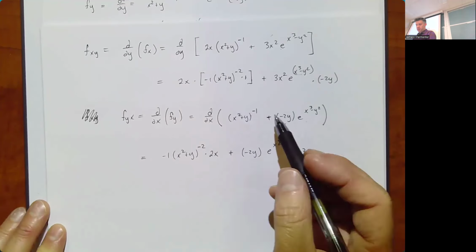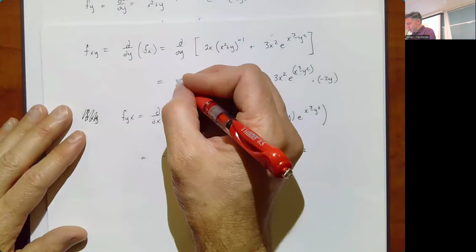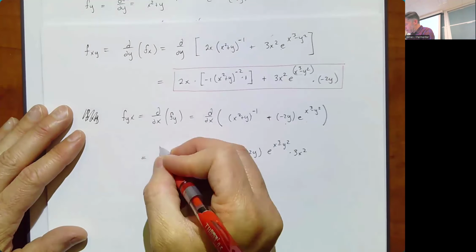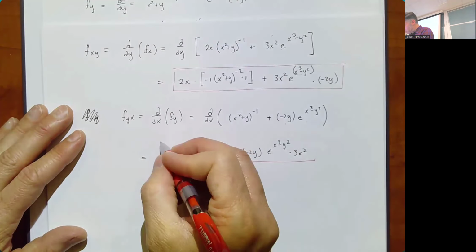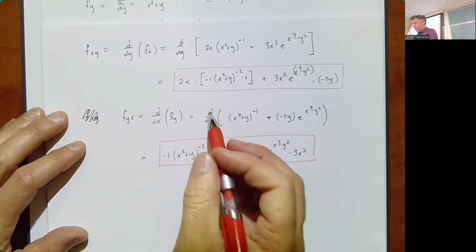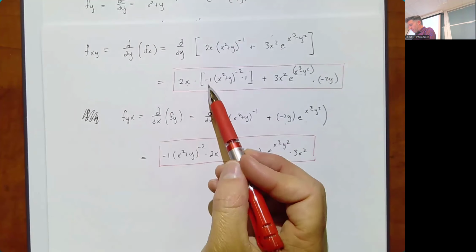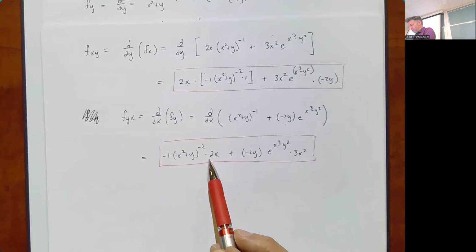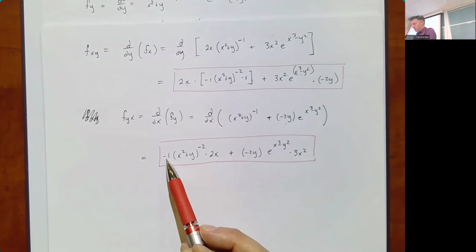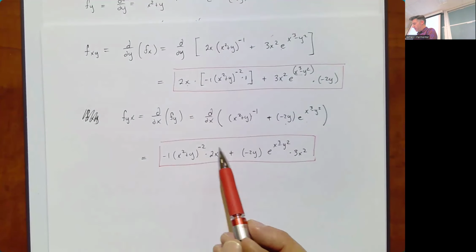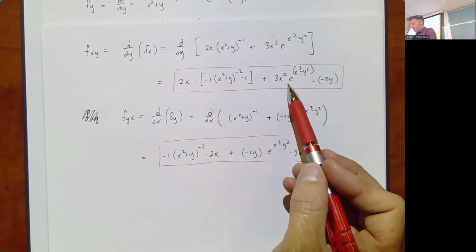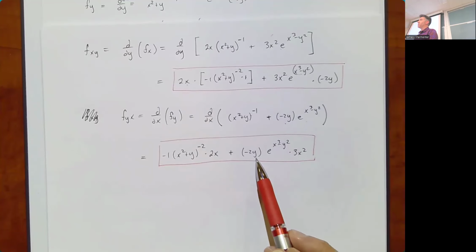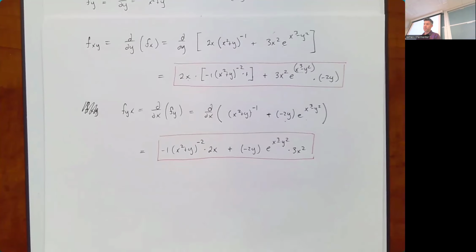And if you compare this with this, they should be the same. Up here, I have a 2x times a negative 1 times an x squared plus y to the negative 2. And down here, I have the same. And over here, I have a 3x squared times e to the stuff times negative 2y. And over here, the same. So yeah, they're the same. And they should be the same.